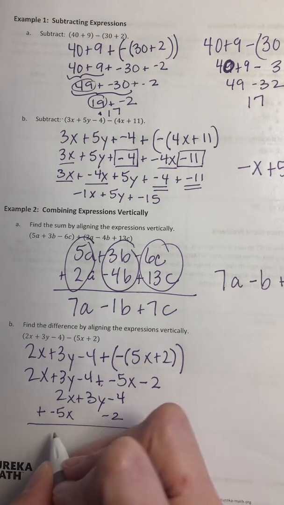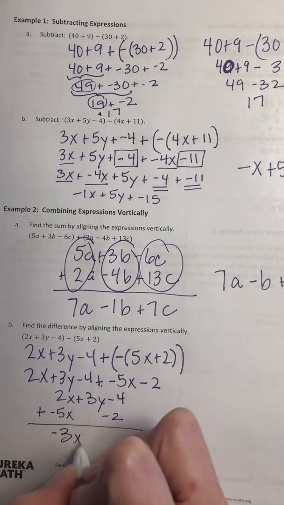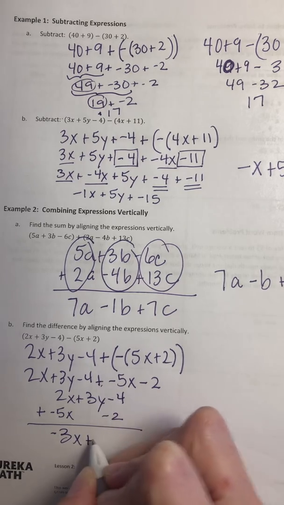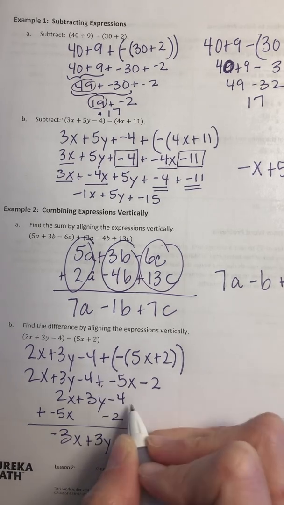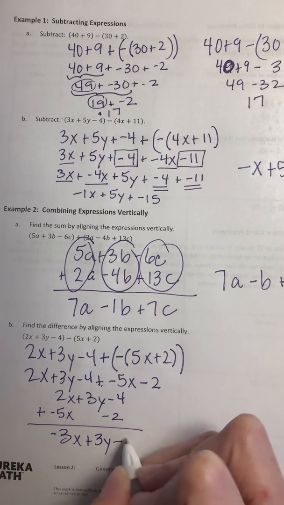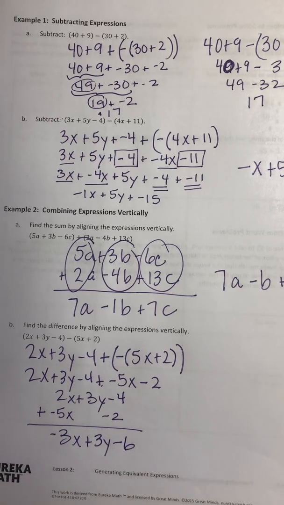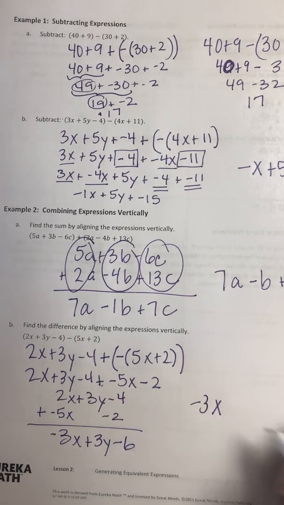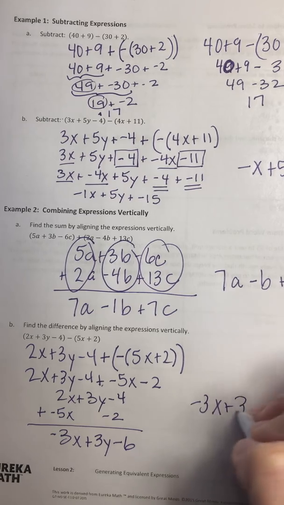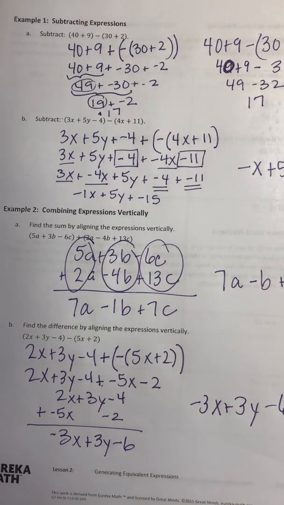2x plus -5x gives me -3x. There's nothing to put with the 3y, so I just bring it down. And -4 plus -2 gives me -6. So my answer is -3x plus 3y minus 6.